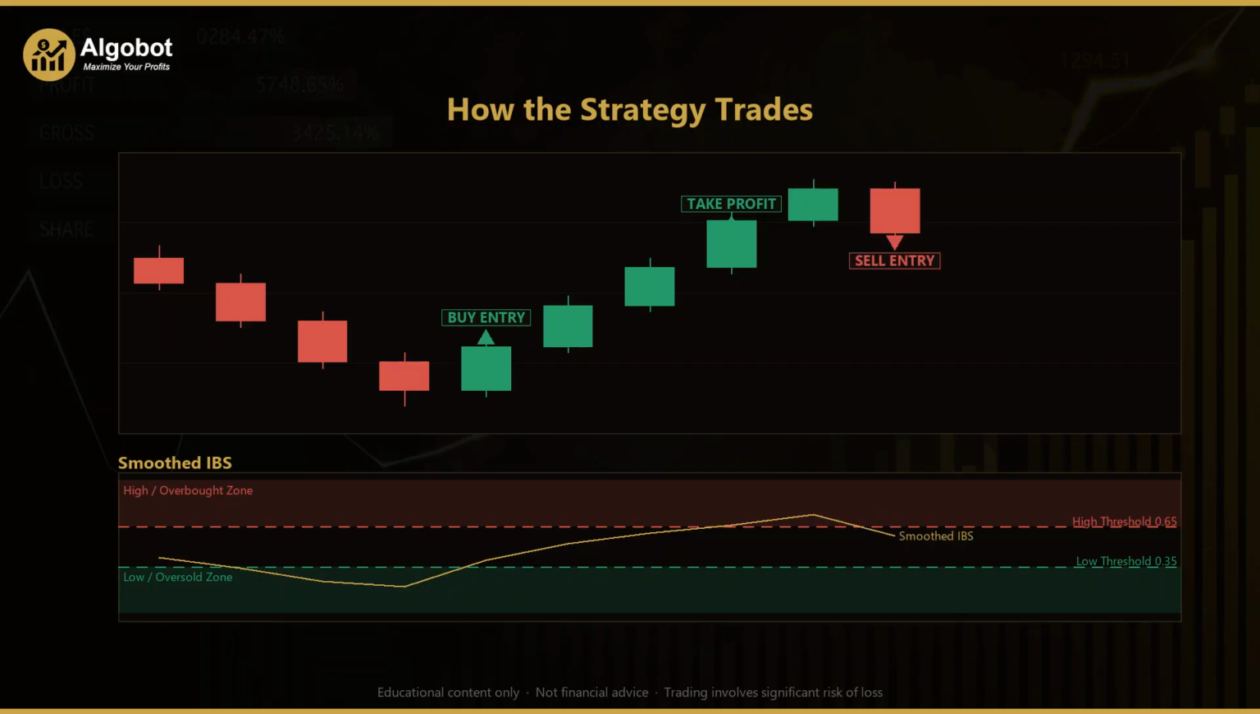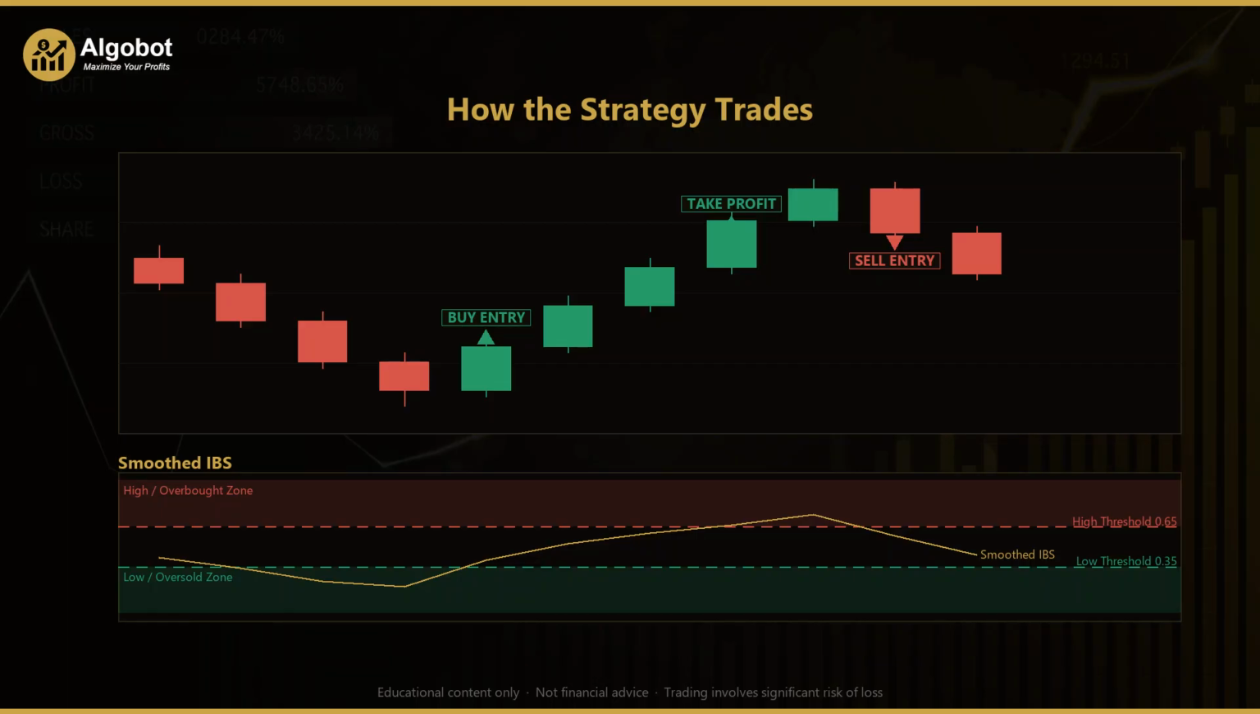Now watch the second half of the chart, where the mirror image sets up. As price keeps pushing higher, the candles begin closing right up near their highs, one after another. Those strong closes drive the smoothed oscillator upward, and it rises into the red overbought zone, above the upper threshold at 0.65. Again, the strategy simply waits. Being in the zone is not enough on its own.